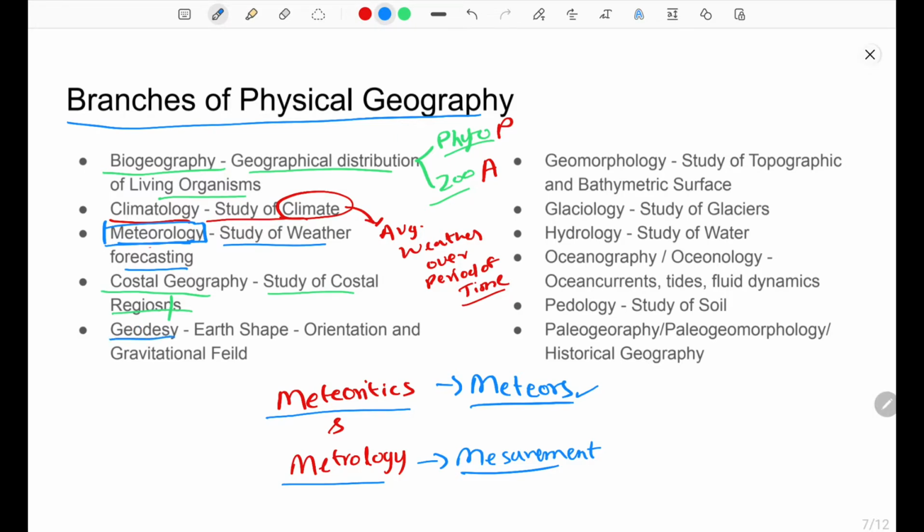Coming to geodesy, this is also an important branch which speaks about Earth's shape, orientation, and gravitational field. And geomorphology studies topographic and bathymetric surfaces. Topographic means surface on land, whereas bathymetric surface means surface beneath water. Coming to glaciology, glaciology is a study of glaciers. And coming to hydrology, hydrology is a study of water.